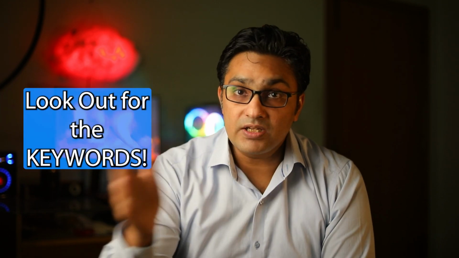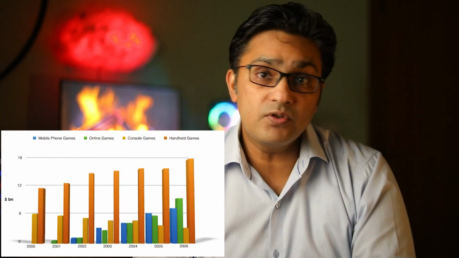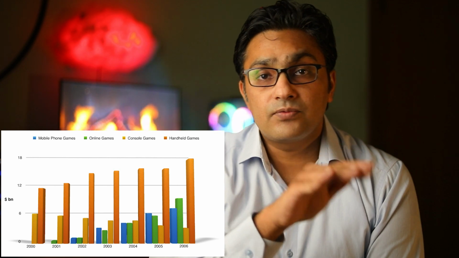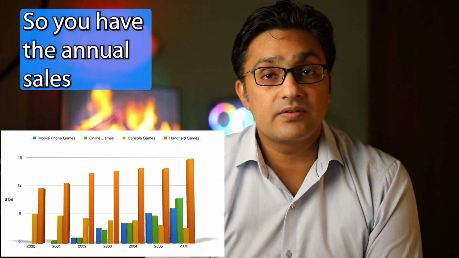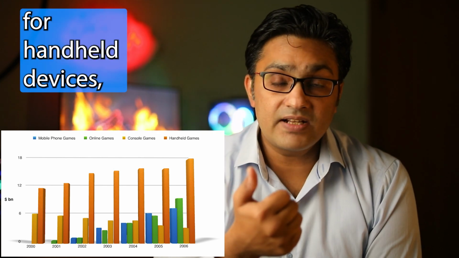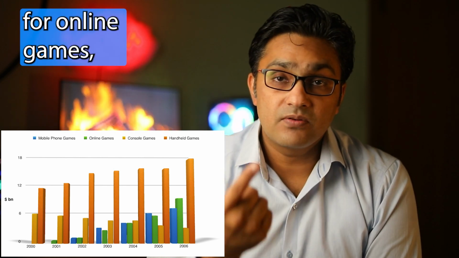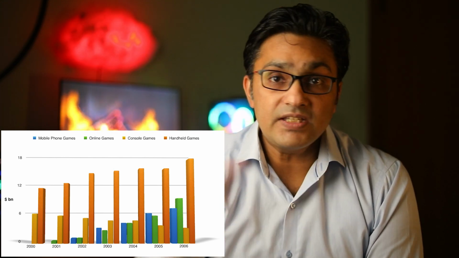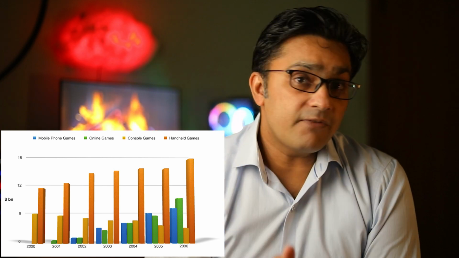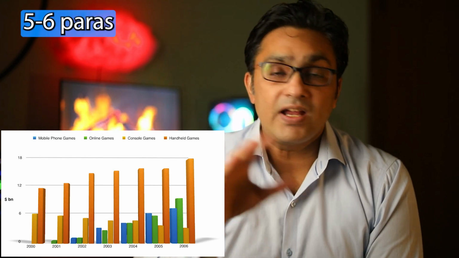And what you need to do is that you need to look out for the keywords. Now here is an example. You can see that through all of those years, there are about 4 different categories. So you have the annual sales category for handheld devices, for online games, for smartphone games, and for consoles. For all these 4 categories, if you have to write them in less than 150 words, in less than 200 words, there are going to be about 5 or 6 paragraphs.